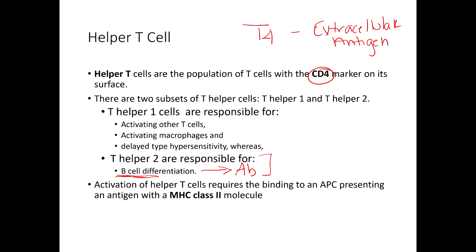There's a T helper 1, which is going to be used in a lot of different areas. They're going to help with activating T cells, macrophages, delayed types of hypersensitivities, and then helper 2s are going to be for that B cell differentiation, antibody production, and in particular extracellular antigens. But as the name implies, they're helper cells. They're helping to elicit other or activate other immune cells to elicit an immune response. Okay. Big thing to notice is that they're going to be activated using the APC that has a class 2 MHC.